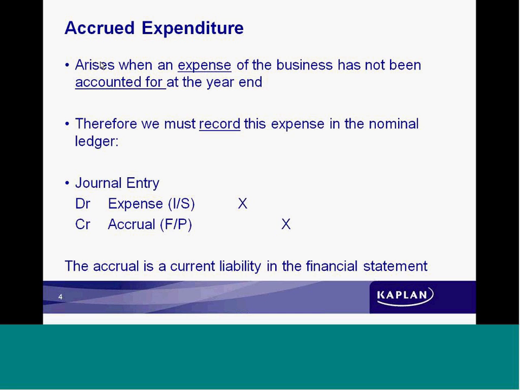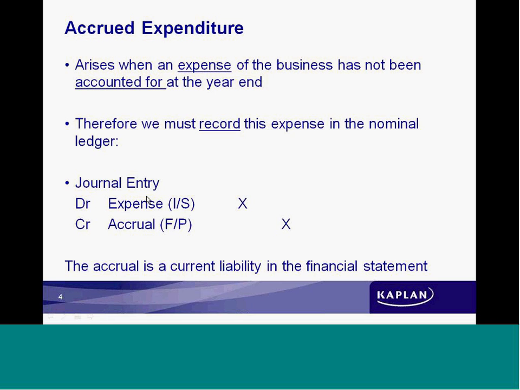So what I say here is that therefore we need to record the expense. As you can see, I've underlined the word record, and all I'm saying here in terms of recording is that we need to get that expenditure into the nominal ledger. So we have to do a journal entry. When we think about this logically, we need to increase the expenditure, okay?